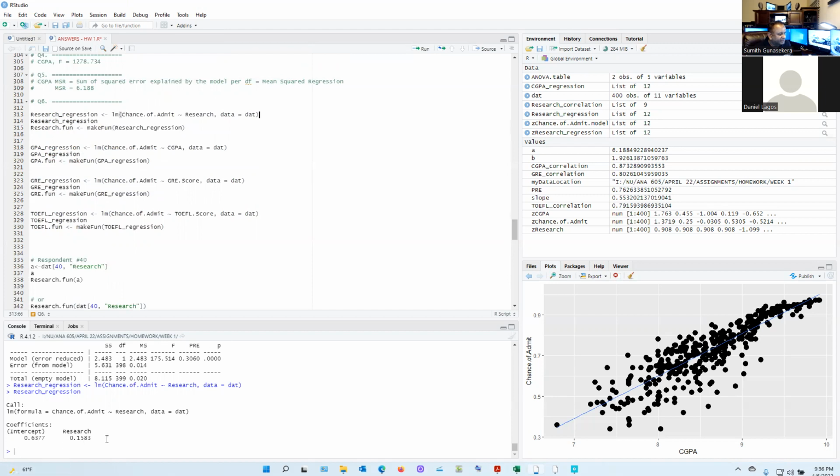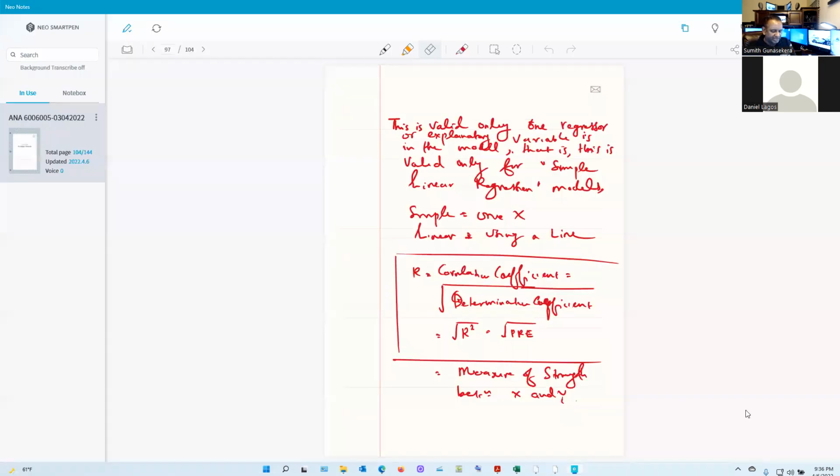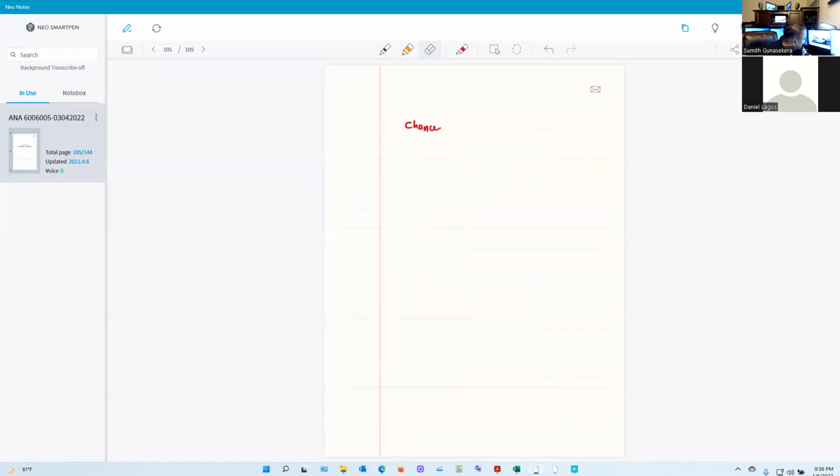0.6377, 0.5083. Let's go to the regression line for chance of admit. You're going to say chance of admit equals B0 plus B1 times X, where X should be research experience. Since I'm interested only in the model, I don't need the error term. That means we are looking for Y hat equals B0 plus B1 X.